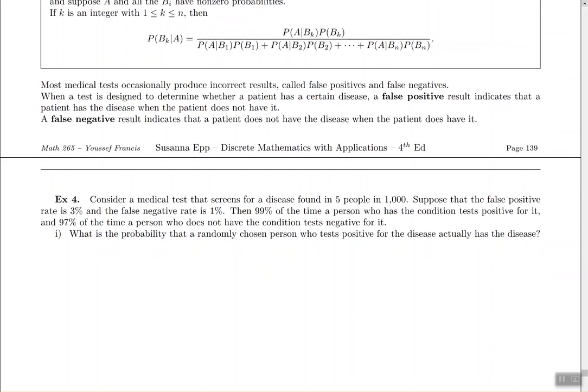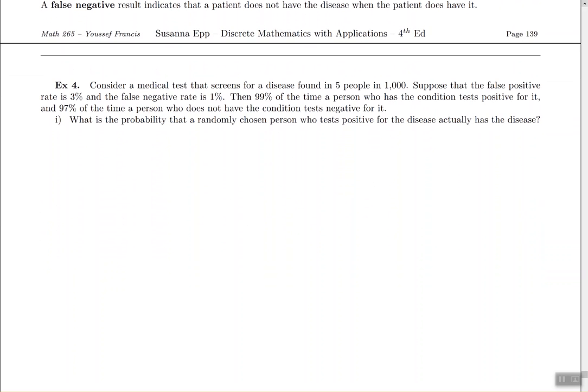Now, in this problem that we're going to be working on, there are tests being given to people, and this disease is found in 5 out of 1,000 people. So 5 people will have the disease, whereas 995 will be healthy people, according to this paragraph. And in this scenario, we're assuming that the false positives show up at 3% and the false negatives at 1%. So vice versa, that means that 99% of the time, a person who has the condition tests positive for it, whereas 97% of the time, a patient who does not have the condition tests negative for it.